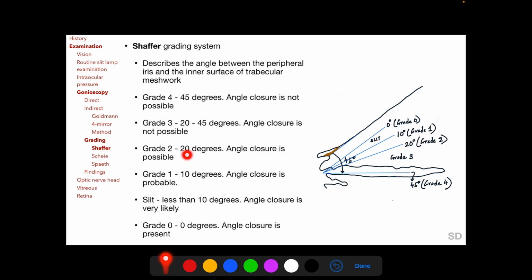When the angle between these two lines is 20 degrees, the angle is graded as 2 and angle closure is said to be possible. And when the angle between these two lines is 10 degrees, the angle is graded as 1 and angle closure is said to be probable. When the angle between the two lines is less than 10 degrees, the angle is graded as slit and angle closure is said to be very likely. When the peripheral iris is opposed to the trabecular meshwork, the angle between the lines is 0, the anterior chamber angle is graded as 0 and angle closure is already present. In the Schaffer grading system, it is important to note that grade 4 represents the widest angle and there is a slit grade between grade 0 and grade 1.